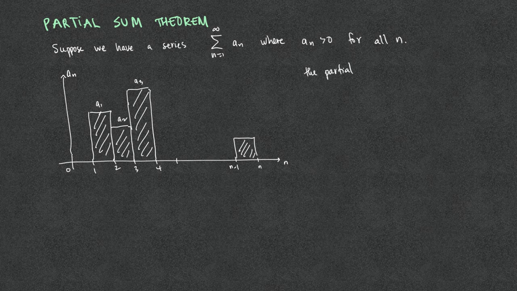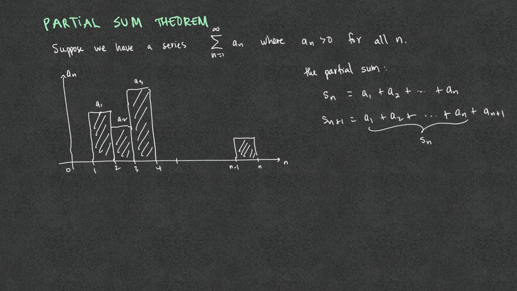The partial sum of the series is the sum of the first n terms. S sub n is a sub 1 plus a sub 2 all the way to a sub n. S sub n plus 1 is a sub 1 plus a sub 2 all the way to a sub n and a sub n plus 1. Now this is S sub n plus a sub n plus 1, which is positive, and so we see that S sub n is less than S sub n plus 1 for all n. This means the sequence of the partial sums S sub n is monotonic because it is increasing. You keep adding a positive number to the partial sum.